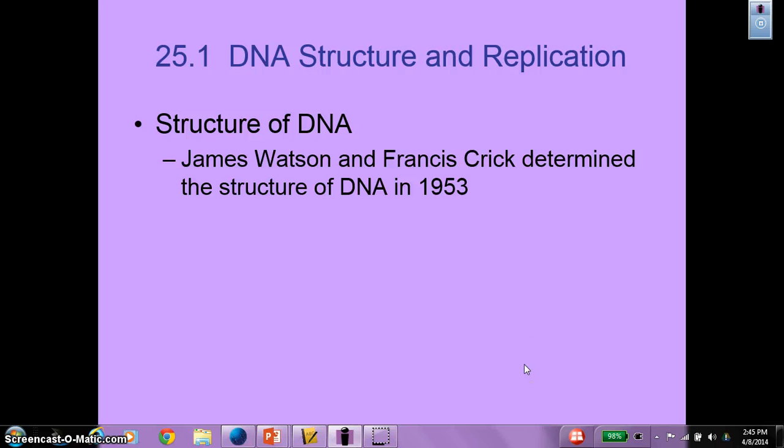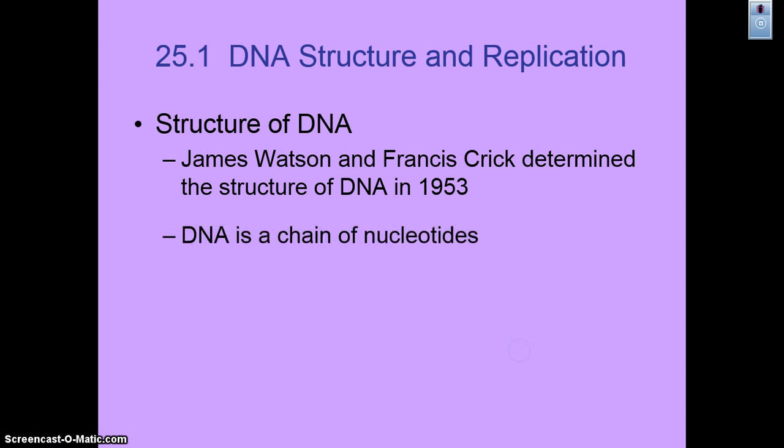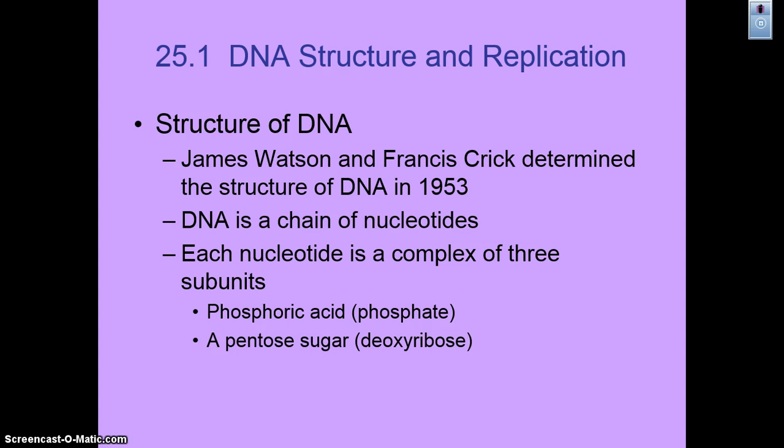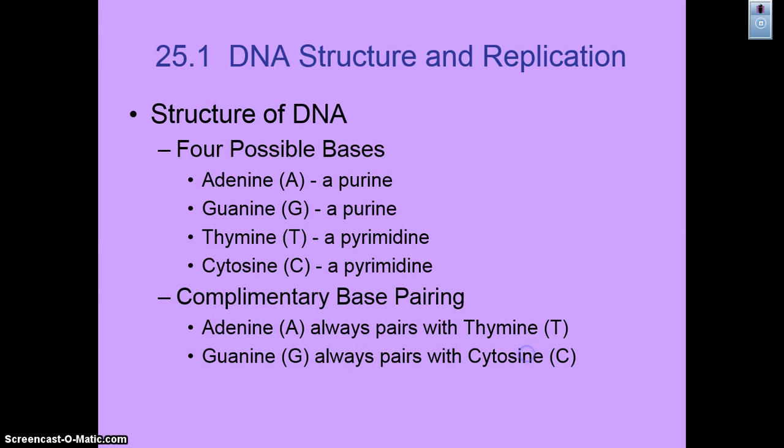So in 1953, Watson and Crick received a Nobel Prize for coming up with the structure of the DNA molecule. DNA is a chain of nucleotides, and each nucleotide is made up of 3 subunits: the phosphate group, the sugar group, or the deoxyribose in this case, and a nitrogen-containing base. Those 4 bases are adenine, guanine, thymine, and cytosine. We refer to them as A, G, T, and C. Adenine and guanine are purines, thymine and cytosine are pyrimidines. The way you can keep that straight is that thymine and cytosine both have Y's, just like pyrimidines, so you can tell them apart.